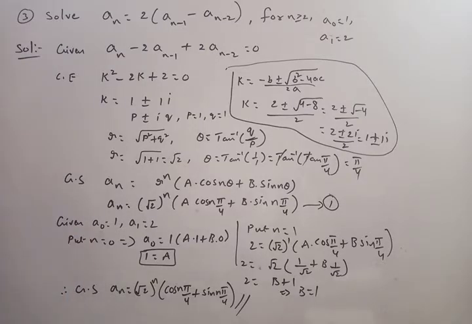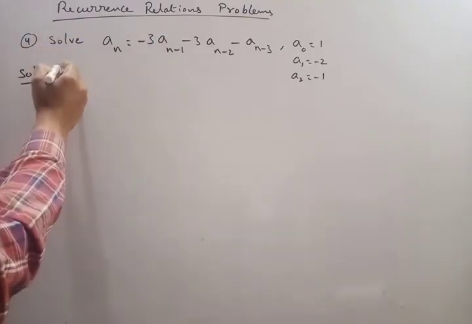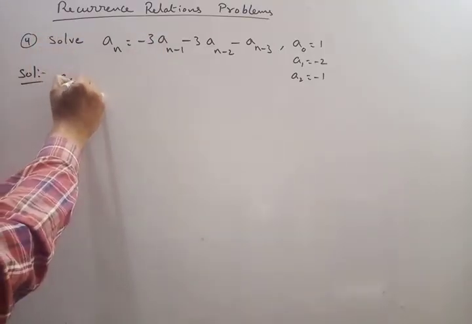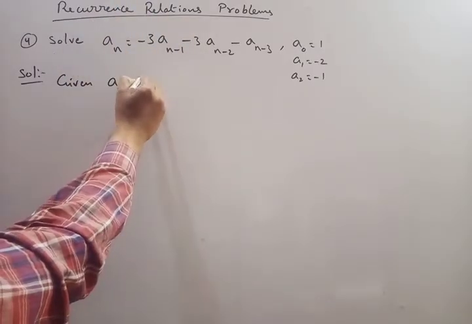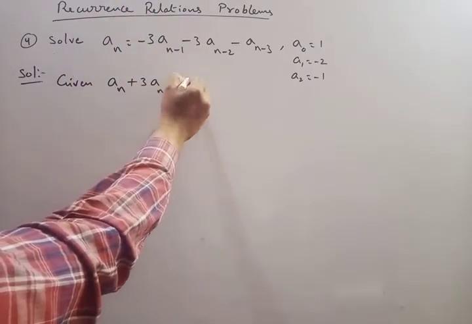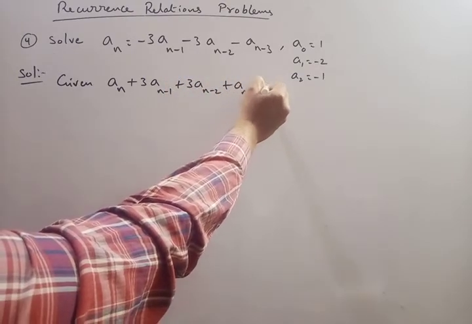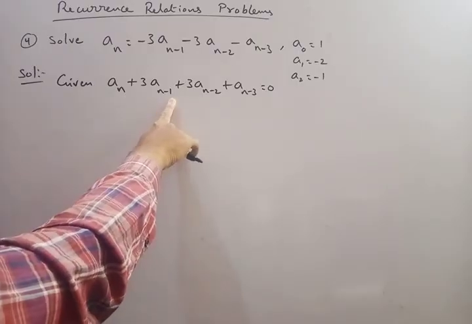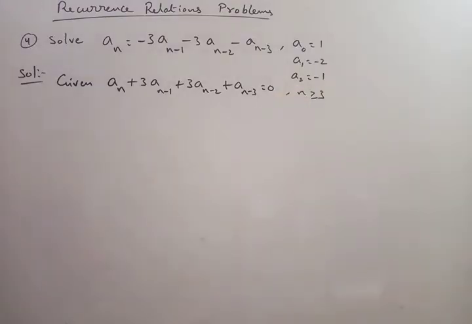Now we'll go for a third order problem. See here, this is a third order recurrence relation. Understand? Now see, how to solve this one: it can be written as an, bringing all these terms to this side, plus 3an minus 1 plus 3an minus 2 plus an minus 3 is equal to 0. See here, n minus 1, n minus 2, n minus 3. That means n is greater than or equal to 3. Understand? So those are the three initial conditions.